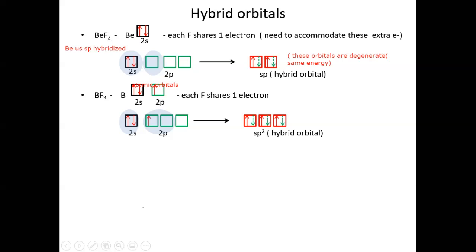So now we have these 3 degenerate orbitals, because remember, the atomic orbitals are not degenerate. 2p is higher in energy than 2s. But when we take these and mix them, now we get 3 degenerate orbitals, and this is an sp2 hybridized orbital. So there are 3 hybrid orbitals. If you look at it, s plus 2p gives you 3, whereas s plus p gives you 2. And so we would say boron is sp2 hybridized.